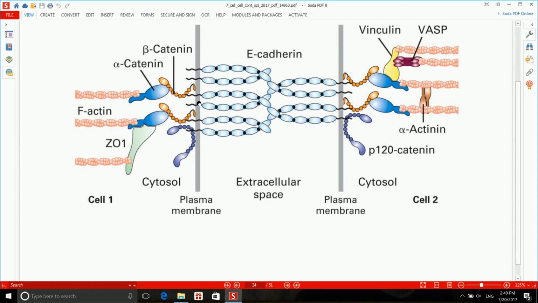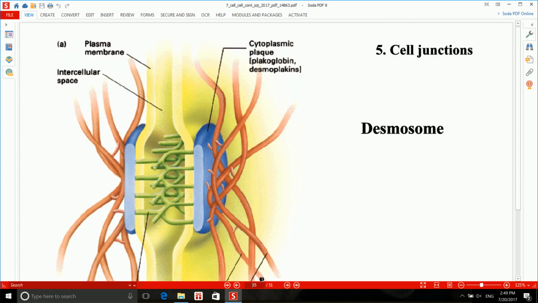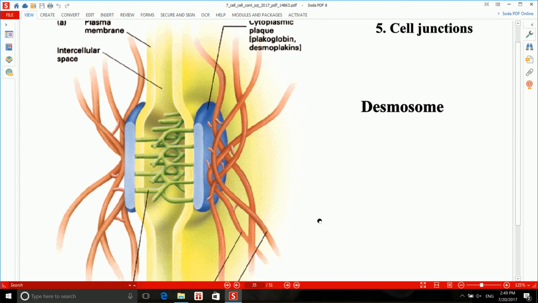And as we said, their action is also calcium dependent. Now let's talk about desmosomes. Well, desmosomes are very like zonula adherens or adhesion belt.